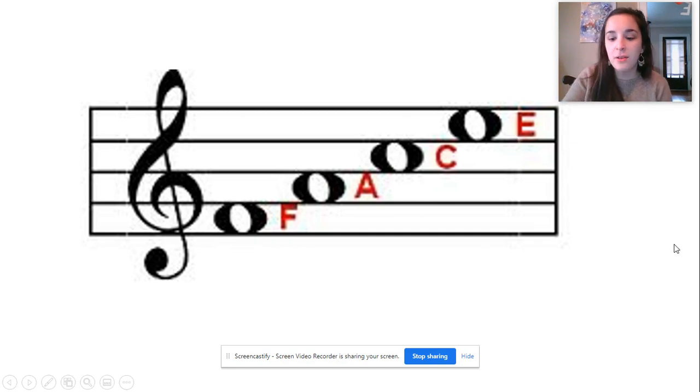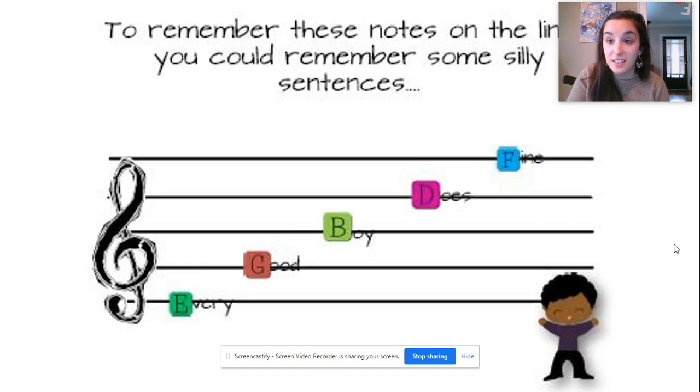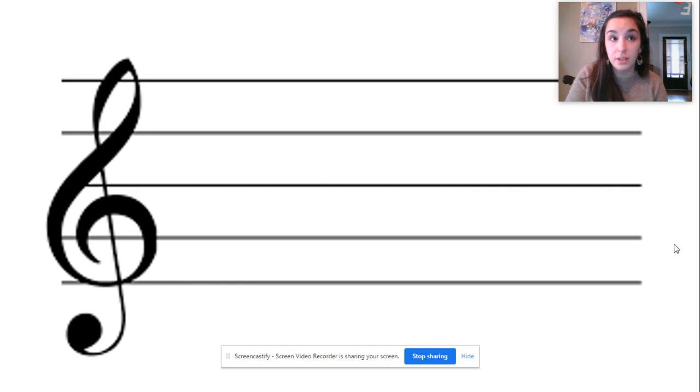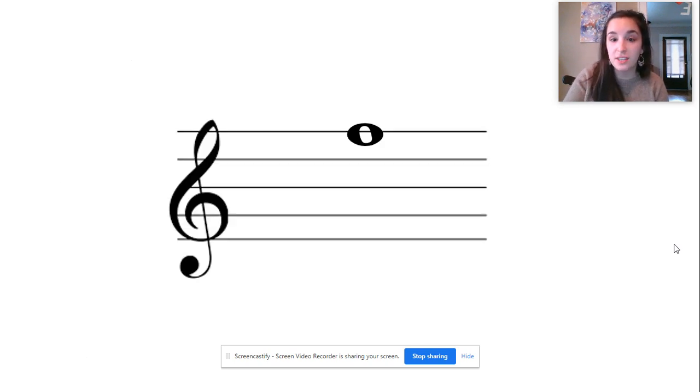All right, so now that we've talked about these letters, I want to give you the opportunity to sort of test yourself, okay? So take a look at this note. First, let's figure out if it's on a line or a space. Hopefully, you can tell that since the line passes through the middle of the music note, that this is a note that's on a line.